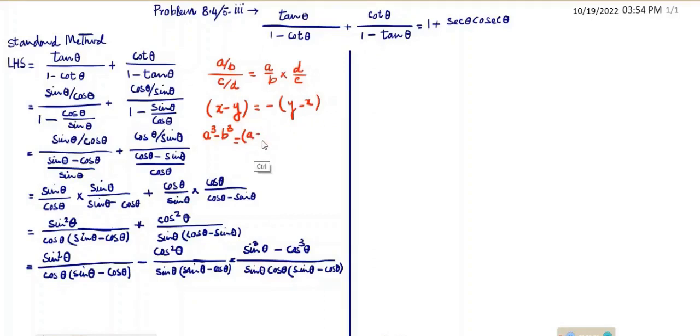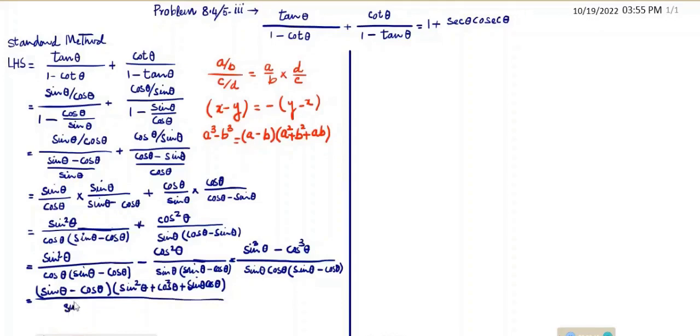The factors of a cube minus b cube are a minus b and a square plus b square plus ab. So the factors of sin cube theta minus cos cube theta will be sin theta minus cos theta and sin square theta plus cos square theta plus sin theta cos theta. The common factor in the numerator and denominator, that is sin theta minus cos theta, will get cancelled. We know that sin square theta plus cos square theta is equal to 1.